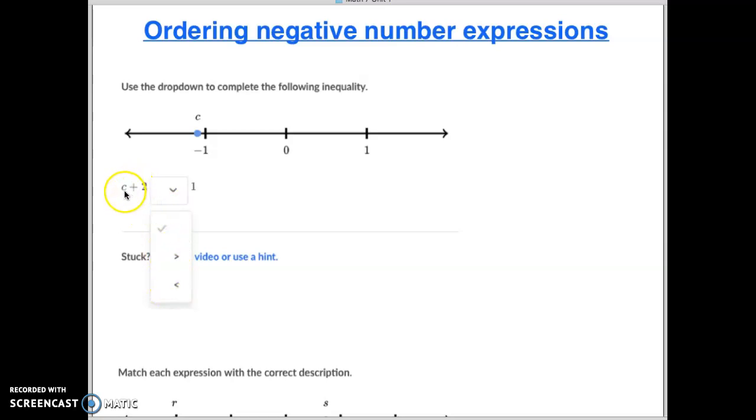They are looking at C plus 2. So you can notice that C, if we were to actually give it a number, might be like negative 1.1 or something like that. Well, what would negative 1.1 plus 2 equal? Hopefully you said it would equal about 0.9. Well, which is bigger, 1 or 0.9? Or basically, would you rather have a dollar or 90 cents? Hopefully you said the 1 is bigger, so you would choose this one right down here.